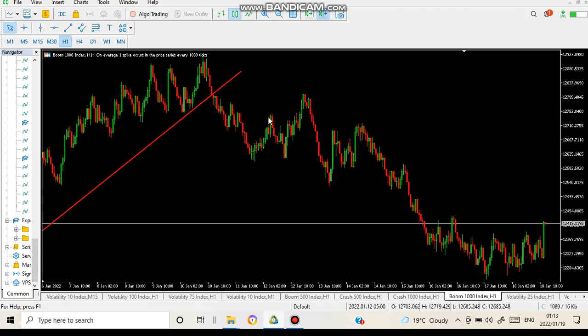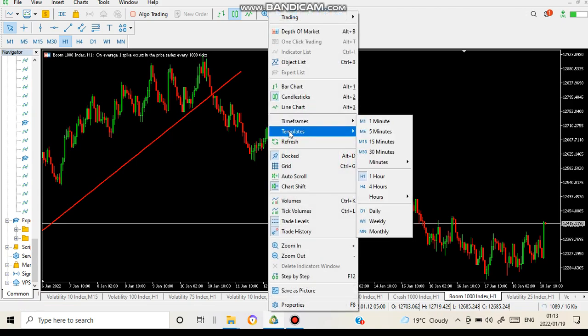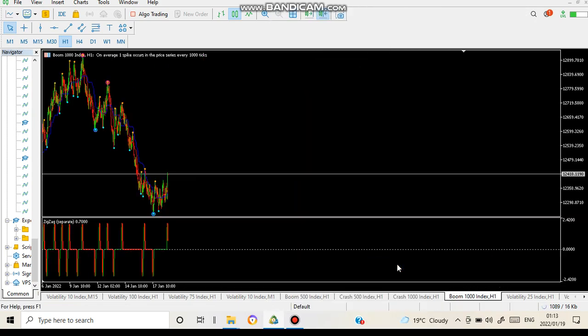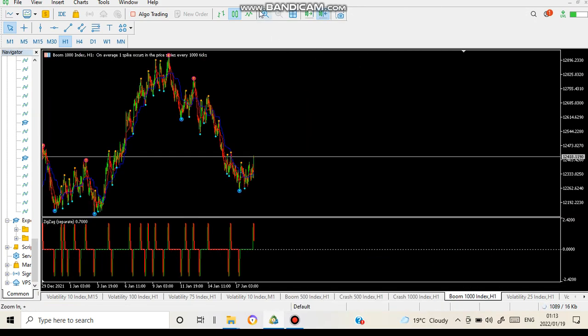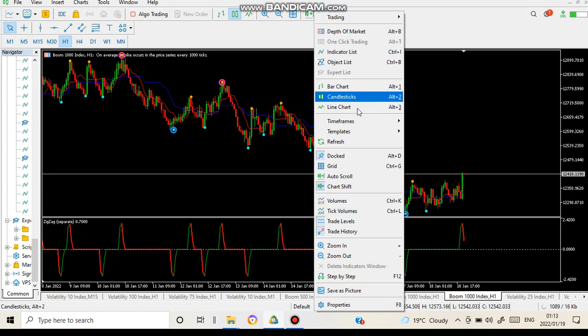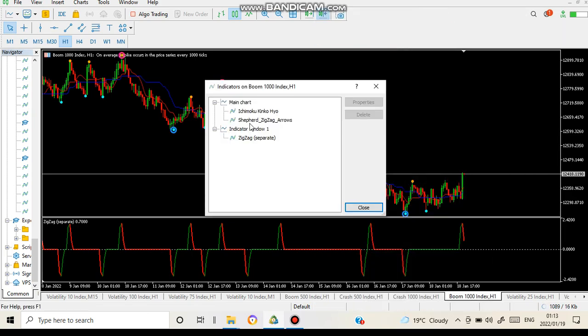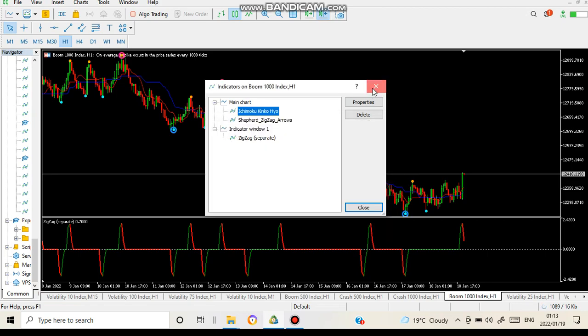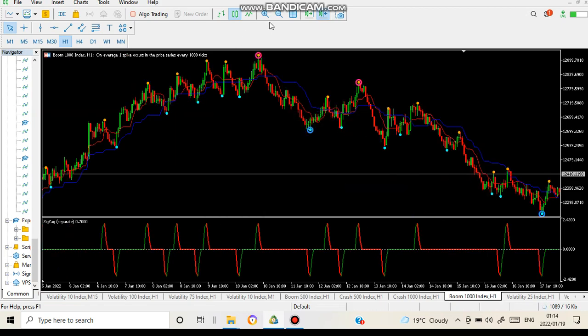So the next thing we're going to do is add the indicators that we need for the strategy. Check this out. The first indicator that we use for the strategy is our Ichimoku. Now I'm just going to show you guys the parameters of the indicators. As you guys can see, I have the ZigZag arrows, the ZigZag separate, and then I have my Ichimoku Kinko Hyo. Make sure that your parameters stay the same: Tenkan-sen 9, Kijun-sen 26, Senkou Span B 52. Once you're done with it, it's going to look like this. I'll be sending these 3 indicators to my group.